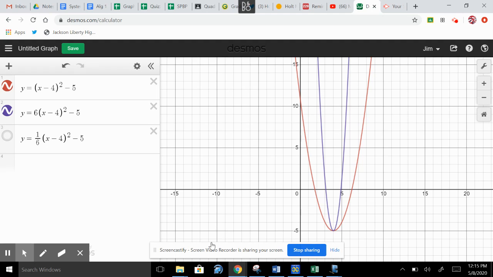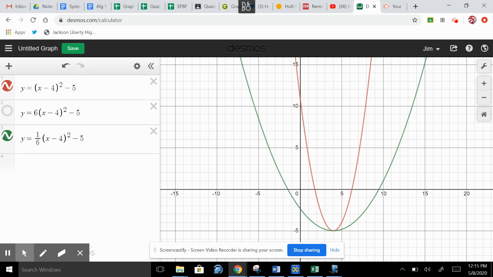If I take that away and I go to this last one, there it's 1/6. It's a fraction. You can probably figure out that if a big number makes it skinny, a small number like this fraction is going to make it big. It's going to make the graph a little wider, a little fatter. It's going to take that U and push it out. It just means it's extending upward a little bit slower, which is why the graph is wider.